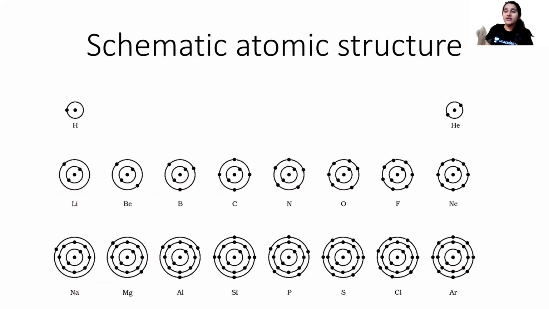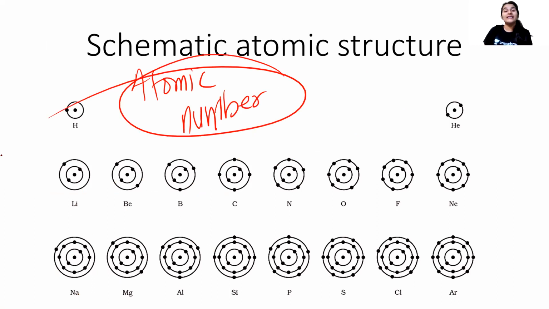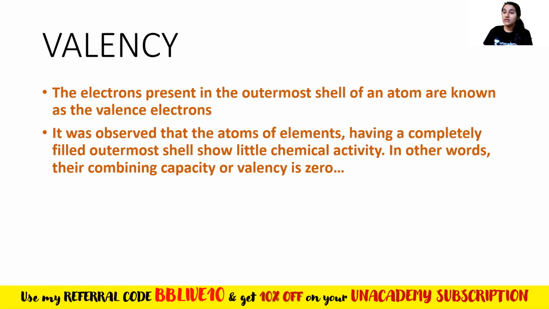Then we studied some schematic atomic structures where we saw how exactly the electrons are getting distributed, especially based on their atomic number. And now most of you are like, ma'am, what is this atomic number? So that we are going to study in the next session. Then we did some examples. The last part is valency.